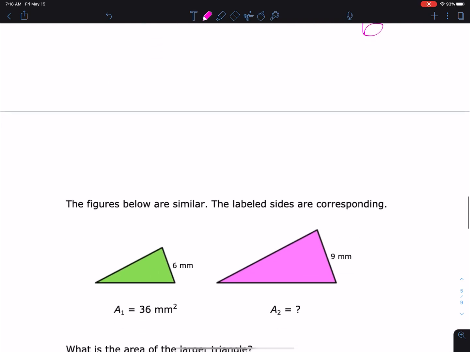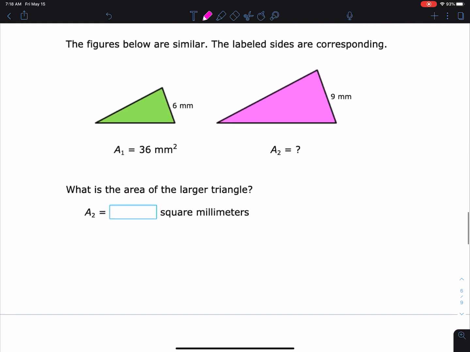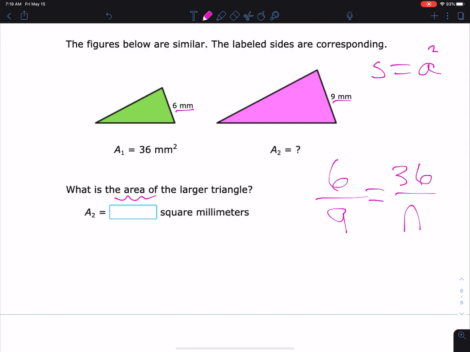All right, let's look at another one. Figures below are similar and the sides are corresponding. Okay, good. What is the area of the larger triangle? Okay, so when I compare side lengths to area, side is to area. And remember, area is always squared. So what does that mean? Well, let's go ahead and compare them. So I'm going to go 6 is to 9, as area 1, which is 36, is to area 2.